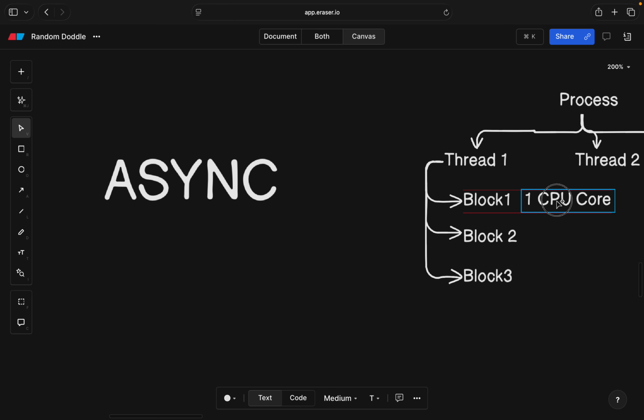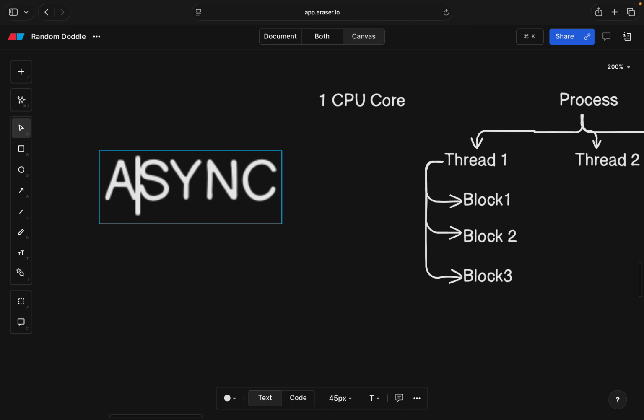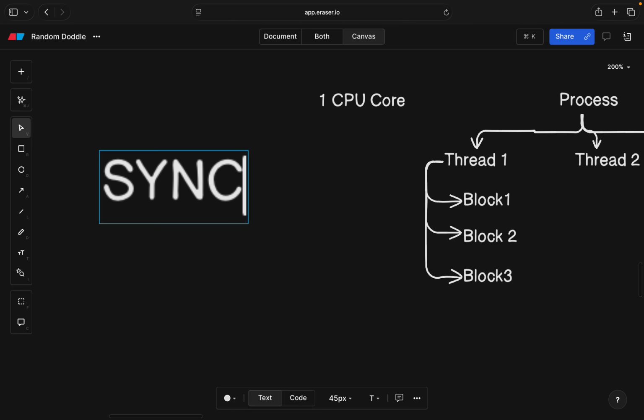Now we can either go back to block one, most probably, or we can do three, and then we can keep switching between them until all three of them are done. This is called the asynchronous way of coding. One thing to be noted: sync and async both happen within a function, within a thread, sorry.